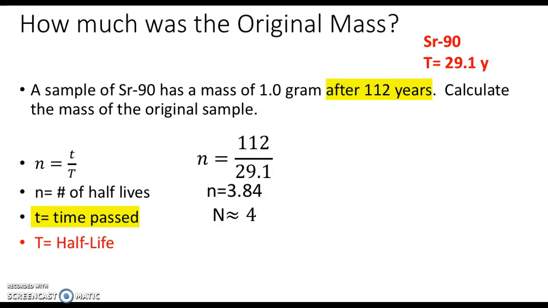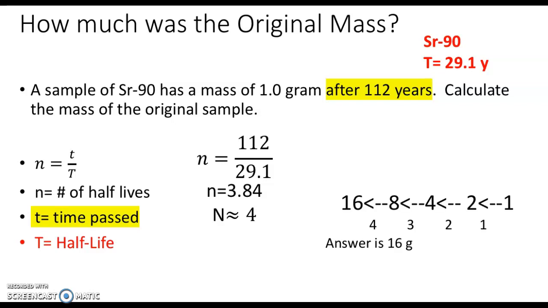Now, because I need to work with a whole number, I'm going to round that number off to 4. So N equals 4. Now, remember, I want to find out how much I started with originally. Meaning, I don't want 1 gram to decrease. I actually want it to increase. So instead of dividing by 2, I'm going to be multiplying by 2. So let's look at that over here.